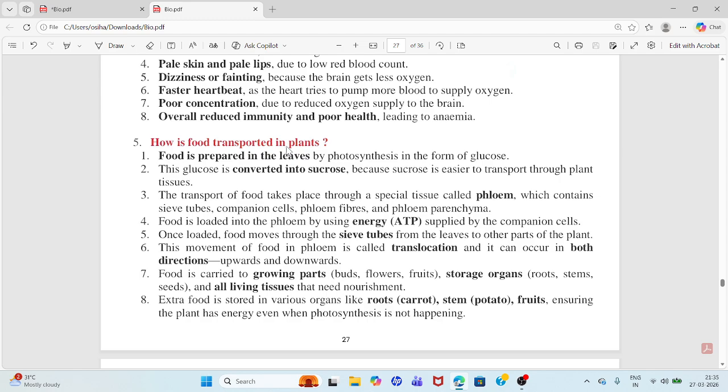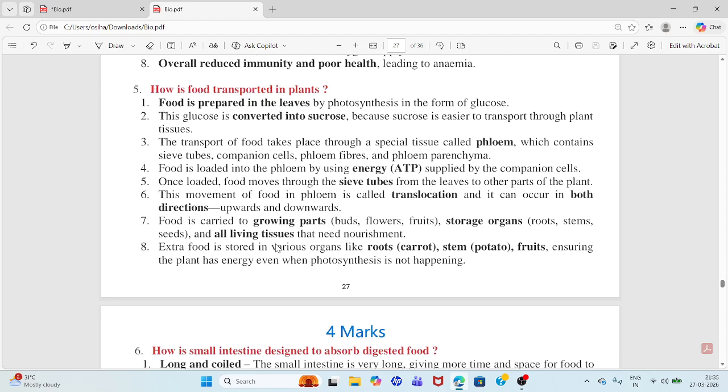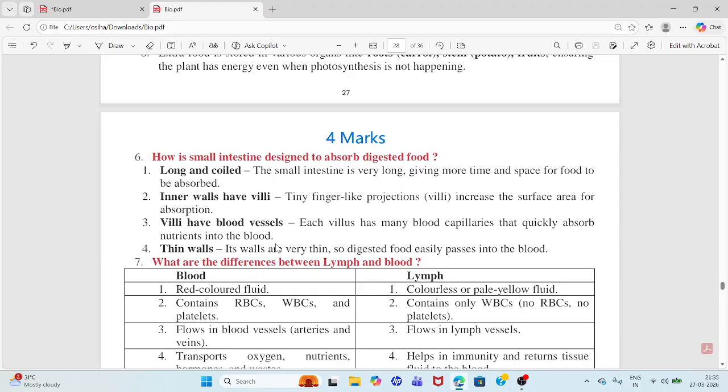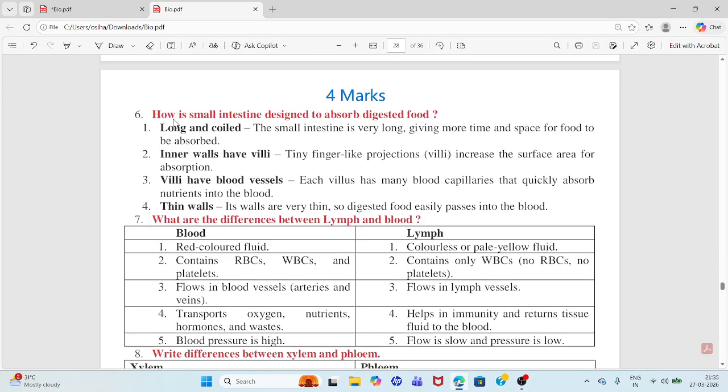Fifth question. How is food transported in plants? So learn this. Four more questions. Sixth question. How is the small intestine designed to absorb digested food?